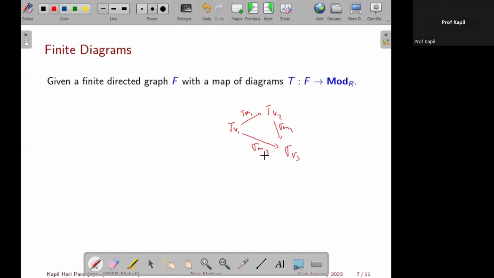So that's a map of diagrams. Exactly like when we do category theory, we define products and co-products and so on. TV1 may be actually isomorphic to TV2, in which case this may be an endomorphism, but we don't care.